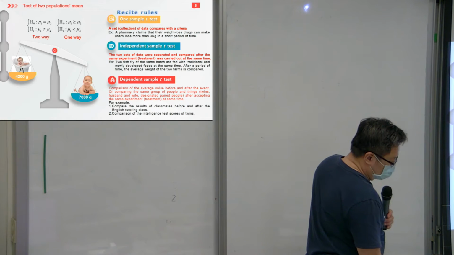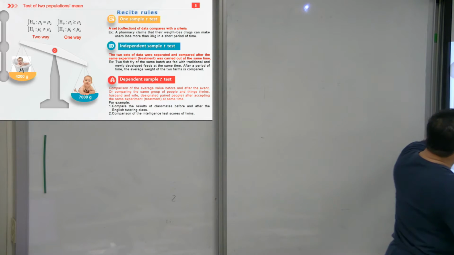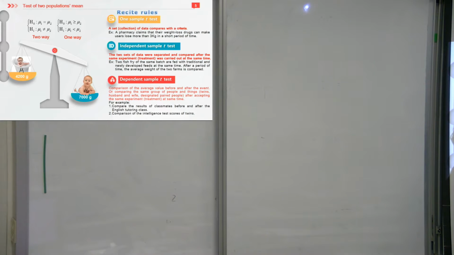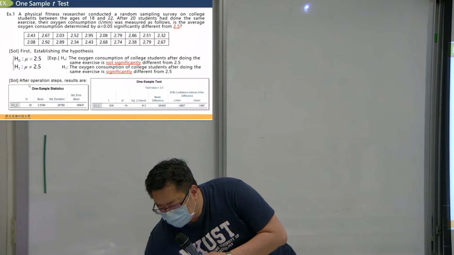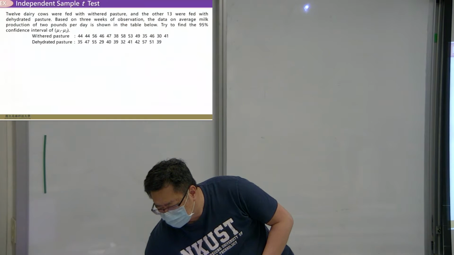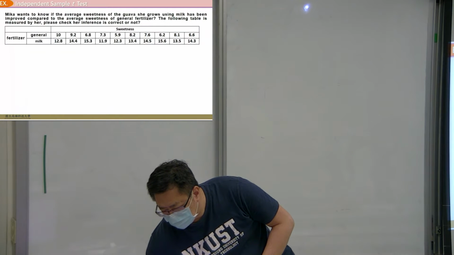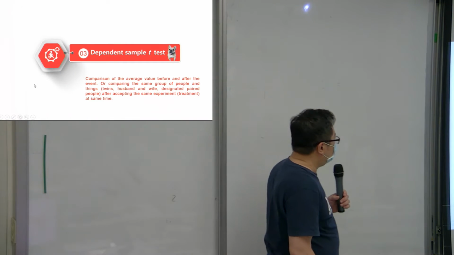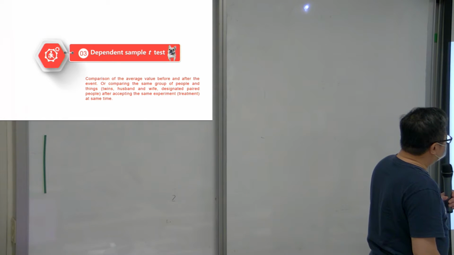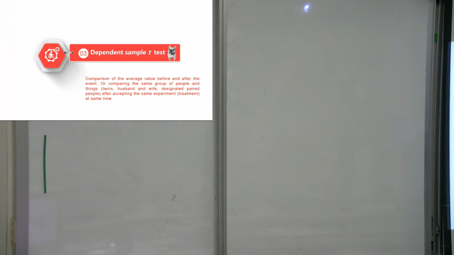Okay, last week we were talking about tests of two populations' means, right? And there are three methods: first, the one sample t-test, the independent sample t-test, and the dependent t-test. Last week we already finished the independent t-test. So today we continue with the dependent sample t-test.